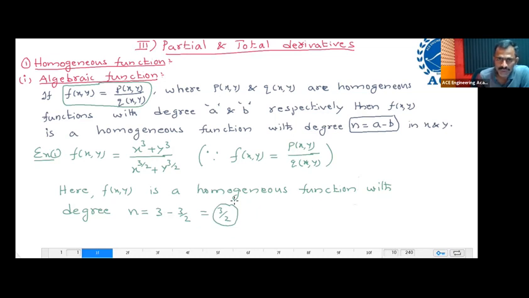That may be a positive fraction, negative fraction, negative number, 0 or positive number, any number. So finally, this function is a homogeneous function with degree 3 by 2 only. Like this, we can check whether the function is homogeneous or not, and if it is homogeneous, we can find the degree of the homogeneous function. This is for algebraic functions. Next, we'll discuss transcendental functions only.